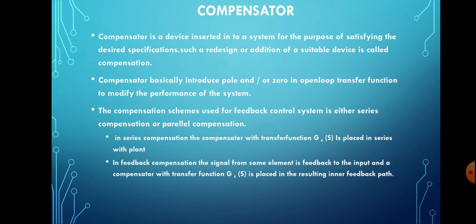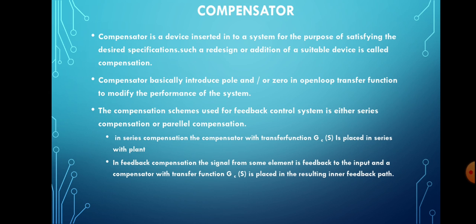The compensation schemes used for feedback control systems are either series compensation or parallel compensation. In series compensation, the compensator with the transfer function Gc(s) is placed in series with the plant. That means we will place a transfer function which represents the compensator in series with the open loop transfer function. That is what is called the plant.